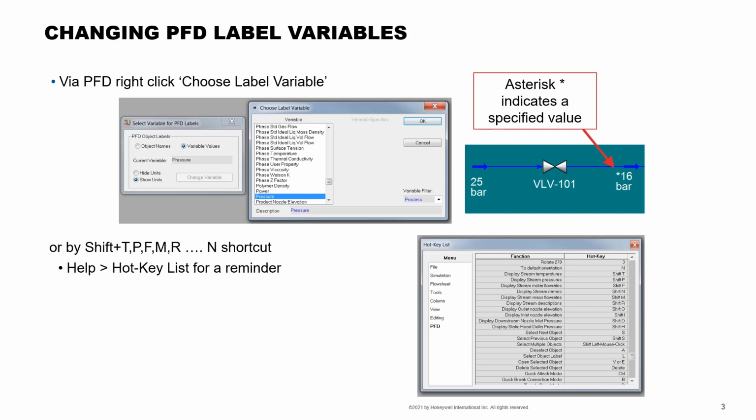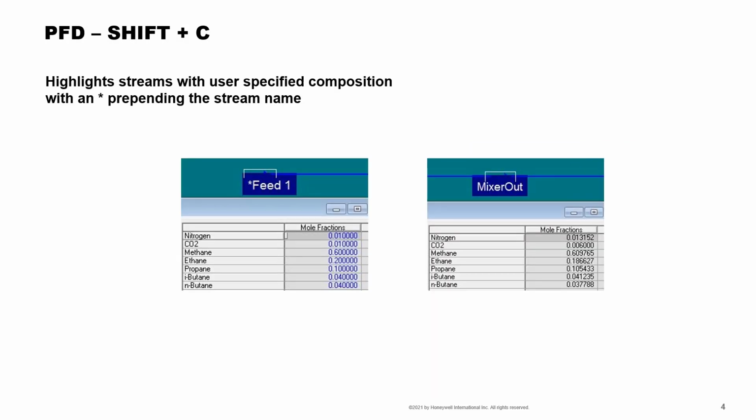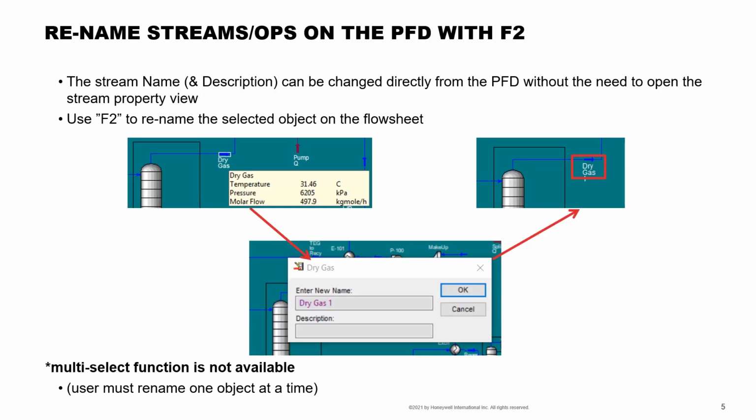As well as that, we can actually choose any label variable we like, not just from the shortcuts, but any one we like from a list of all the possible variables. So I will demonstrate that. Particularly interesting here is the Shift and C combination, because this lets us see streams with specified composition. I will also show how we can use the F2 key as a shortcut in order to change the name and the description of objects on the PFD.